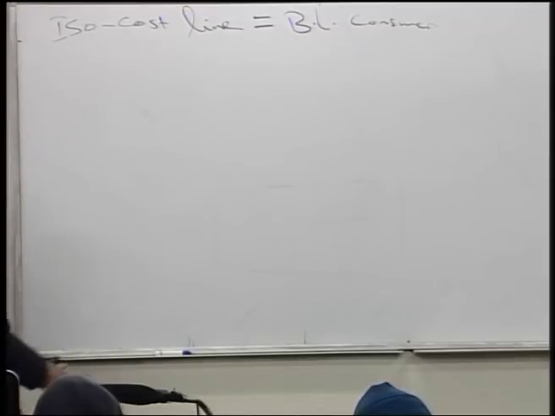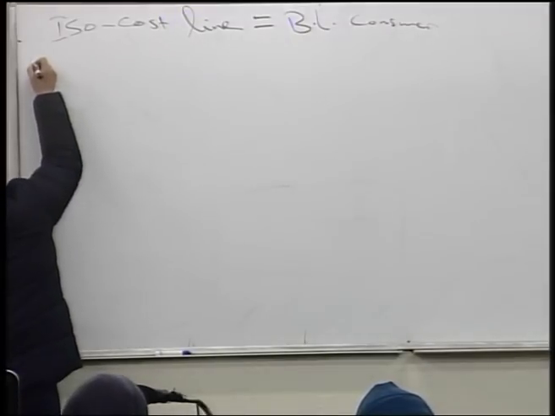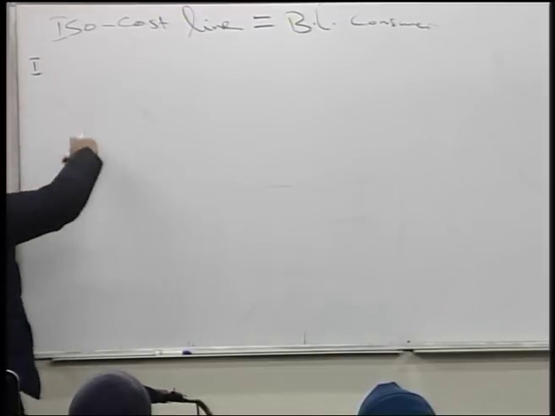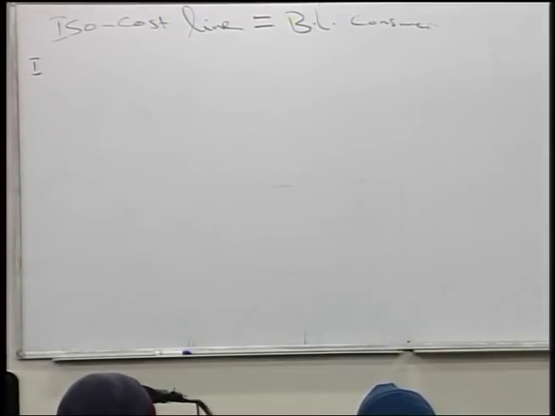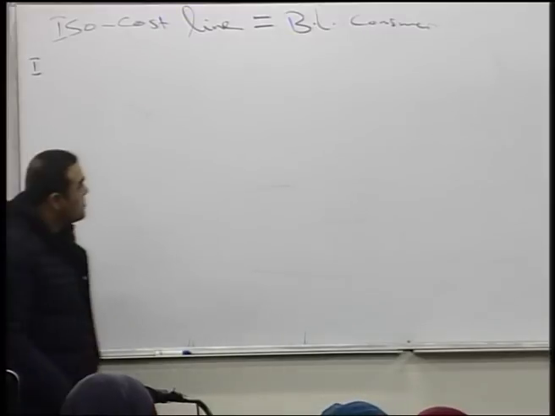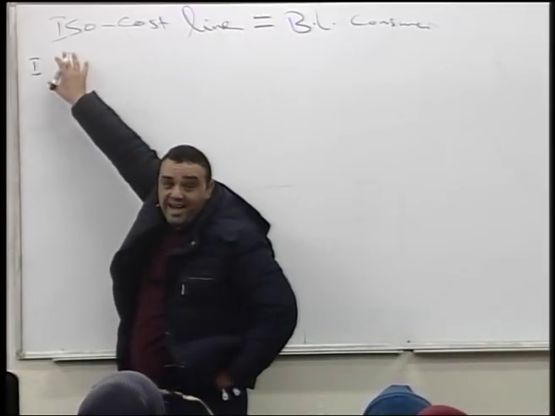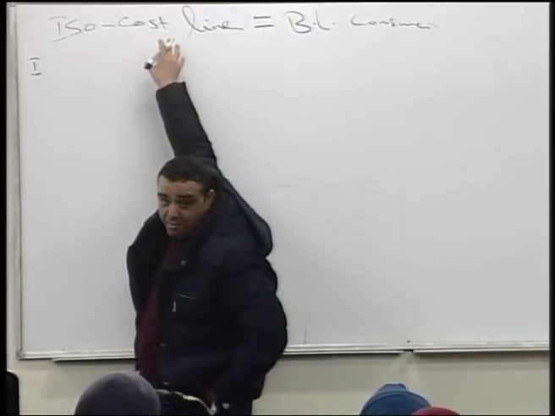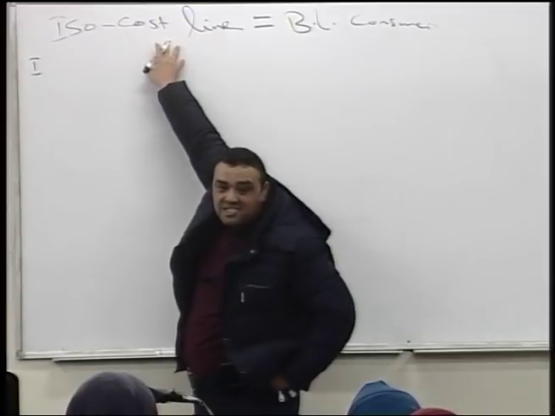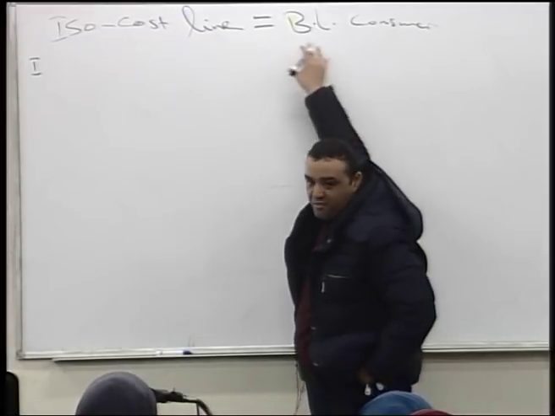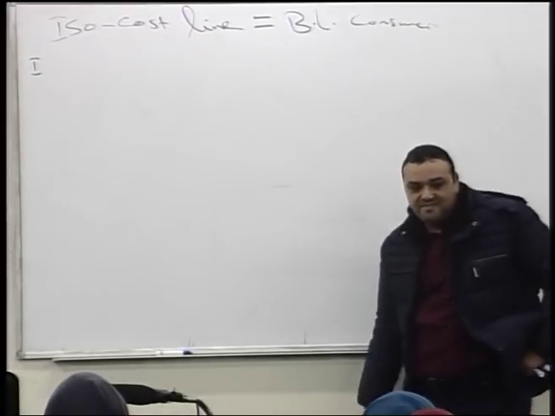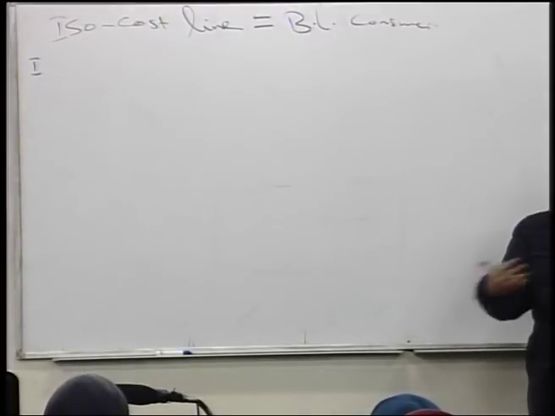To understand the idea here, let's have the following example. I'm talking about the ISO cost line for the producer. It is quite similar to the budget line for the consumer. Just matching.